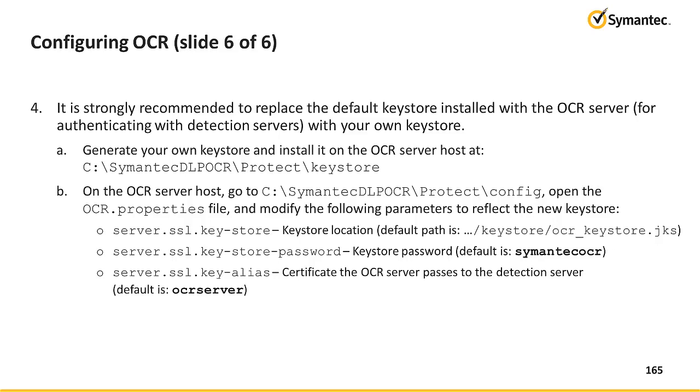Server.ssl.keystore should contain the key store location. Server.ssl.keystore.password contains the new key store password. Server.ssl.keyalias contains the certificate the OCR server passes to the detection server. The default is OCR server.